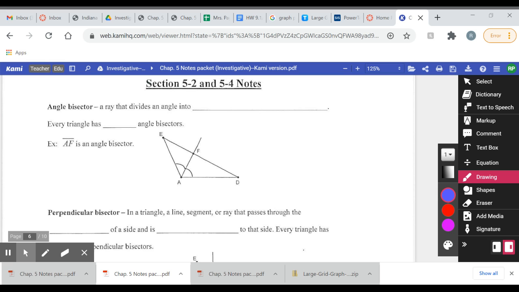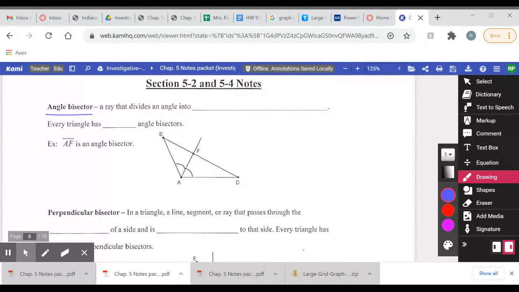So the main part of this chapter is really understanding these four words that we're going to go over today: angle bisector, perpendicular bisector, median, and altitude. You want to be able to identify those, know the properties about them, so that you can set up true equations involving those properties. So the first one we're going to talk about is angle bisector. That's something we've already talked about so far in geometry.